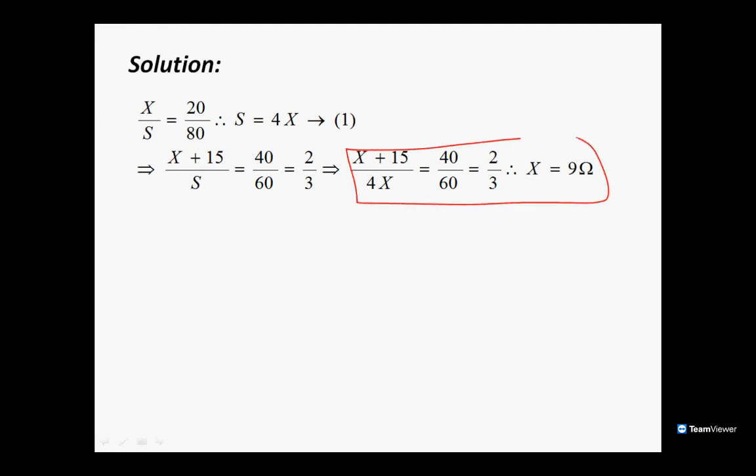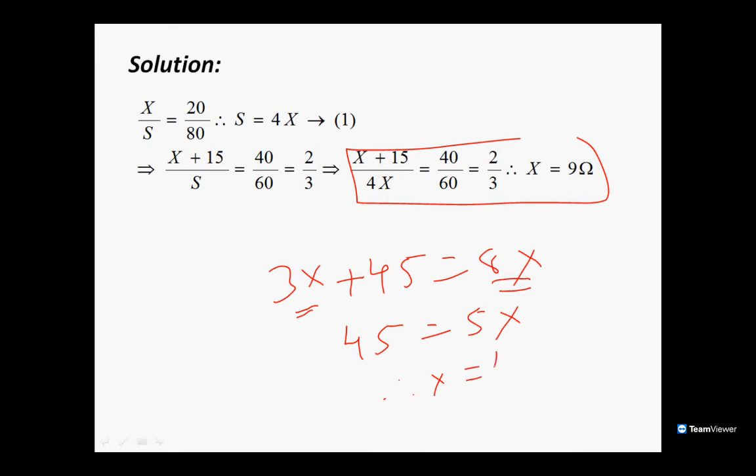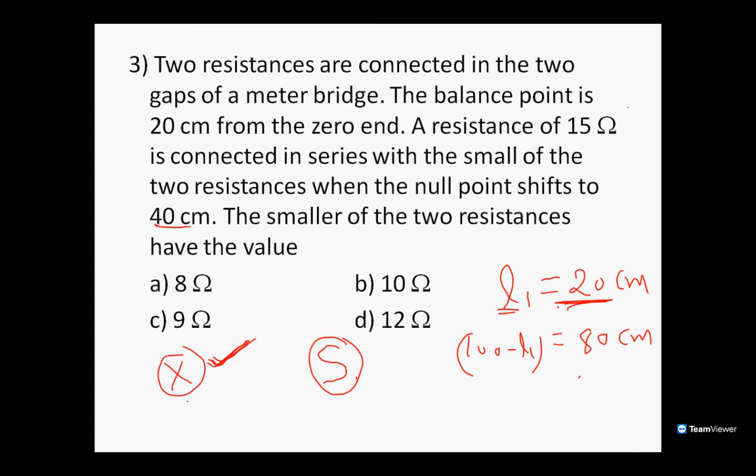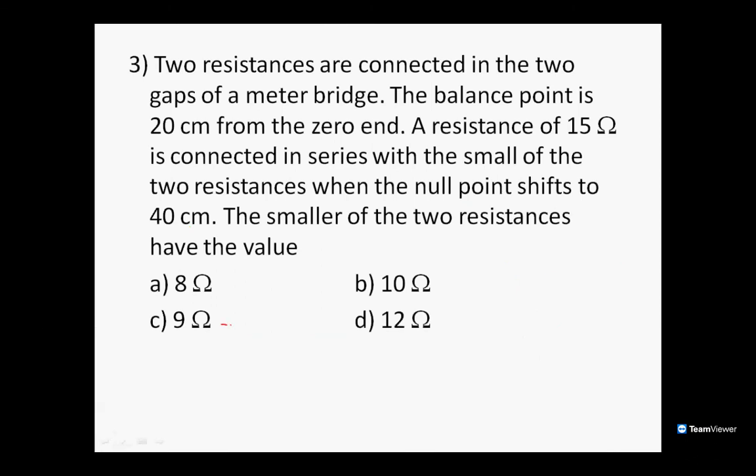Now, after doing the cross multiplication, here 3x plus 45 equals 8x. Then you transfer it here: 45 equals 8x minus 3x, which equals 5x. Therefore, x equals 45 divided by 5, which equals 9 ohm. That is 9. Here, see, this is the right choice. 9 ohm is the right choice.